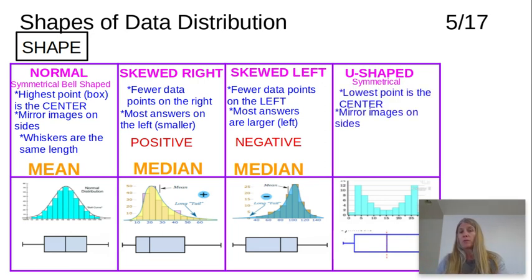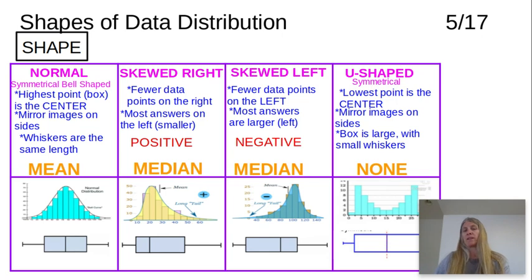It's also mirror images, and the box is large with small whiskers on either side. There's not really a good way to find the middle of this data because it's two clusters, basically. We have a lot of data that's really big and a lot of data that's really small, so there's not really a way to find that middle number. The middle number is actually the least occurring, so there's not a good sense of how to find the median, mean, or mode.